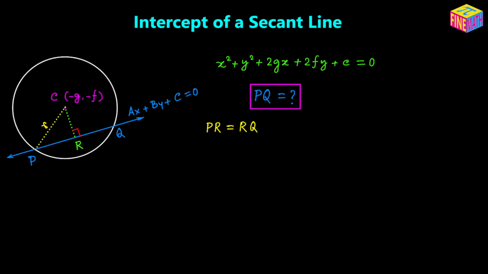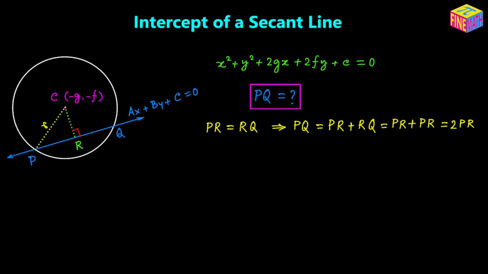And from here, then what will be PQ? Well, PQ can be written as the sum of PR and RQ, which can then be translated into PR plus PR, which is equal to 2 times PR. Now here, from the given equation of the circle and the given equation of the secant line, we have to somehow calculate the length of the chord PQ, which is actually the intercept of the secant line in this circle. So if we can somehow calculate the length of PR, then PQ will be 2 times PR. Now let's try to calculate the length of PR.